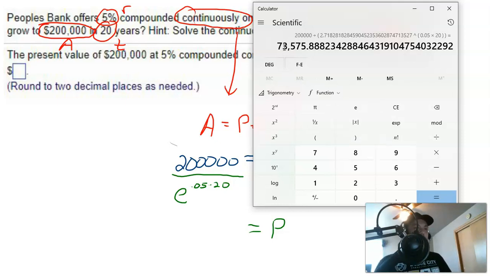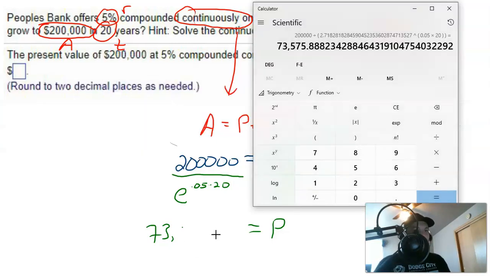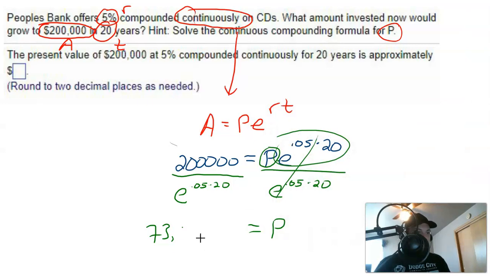All right, so help me remember this. 73,575.89. Okay, let's see if I can write that down. 73, I already forgot. 575.89. Okay, I can remember that much. 0.89. All right. And so that would be the amount we want to invest.